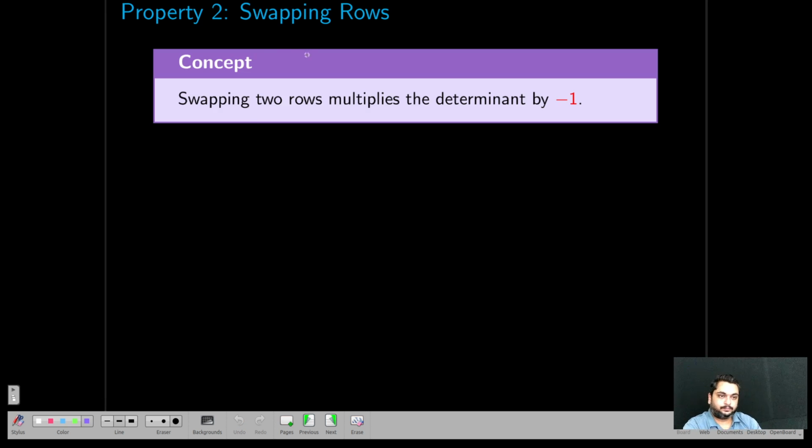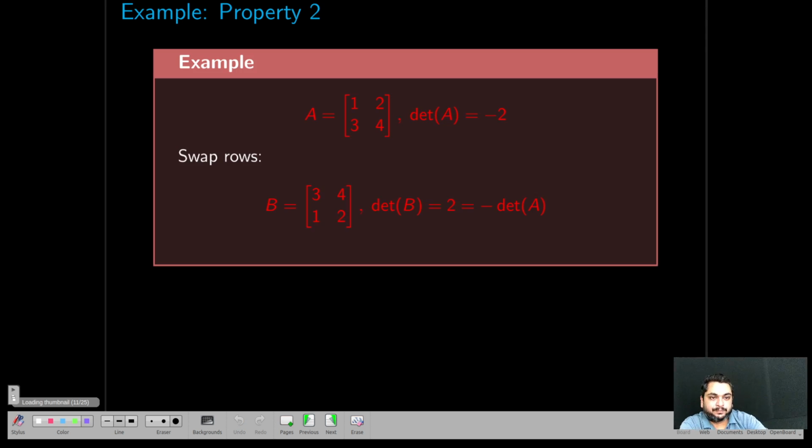Next, swapping two rows. Swapping two rows multiplies the determinant by minus 1. When I explain the concept of rank, we will see this. So let us take an example. A equal to 1, 2, 3, 4. The determinant of A is 4 minus 6, that is minus 2.